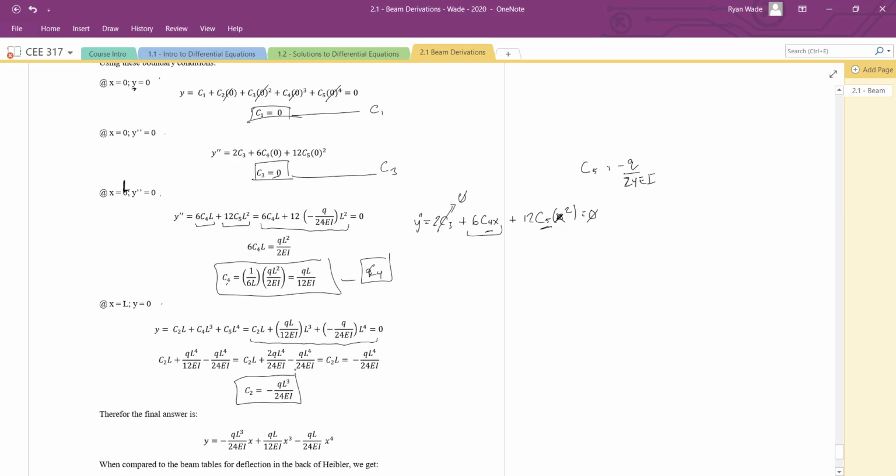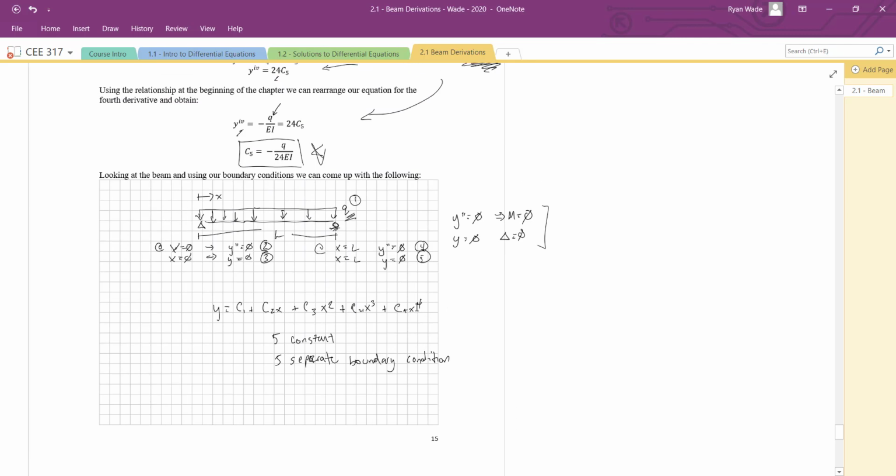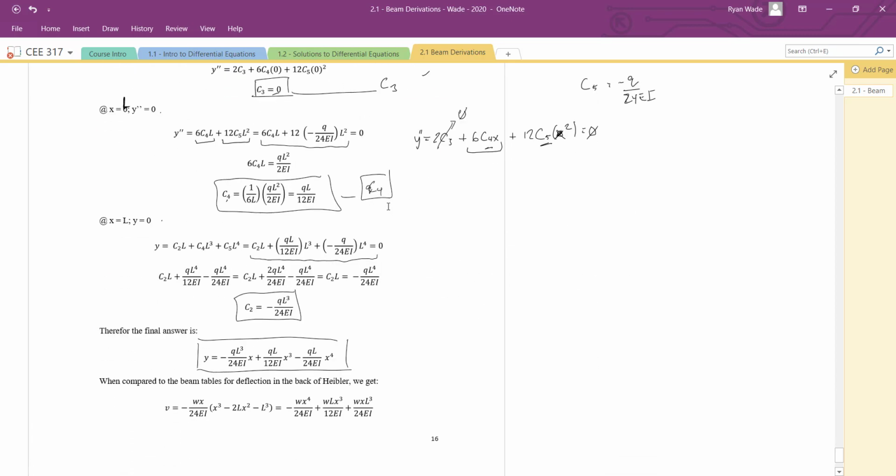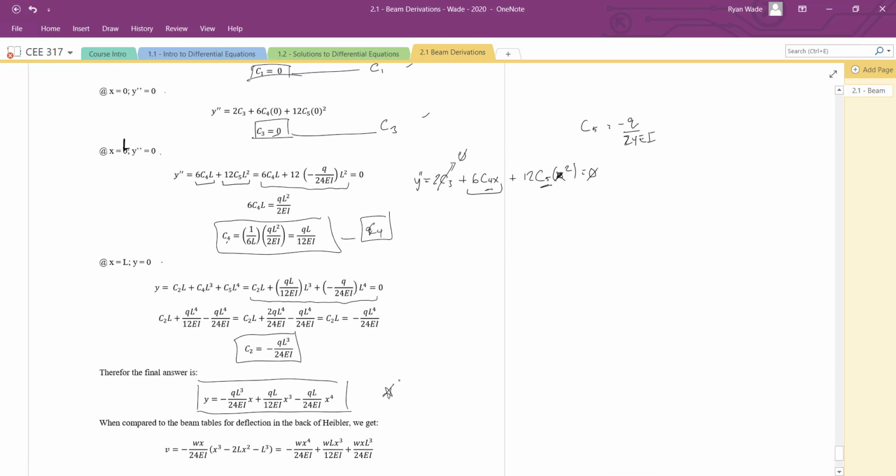So all I do is plug those back into the formula for y, replacing all the constants, some of them being 0, like C1 and C3. So I've got C1, C3, C2, and C4. Going back up, C1, C2, C3, C4, C5, I've solved for all those. And the answer is this thing here.